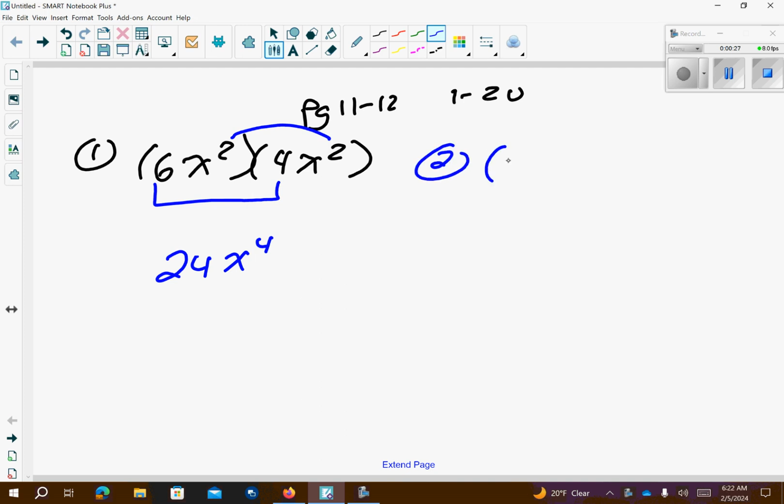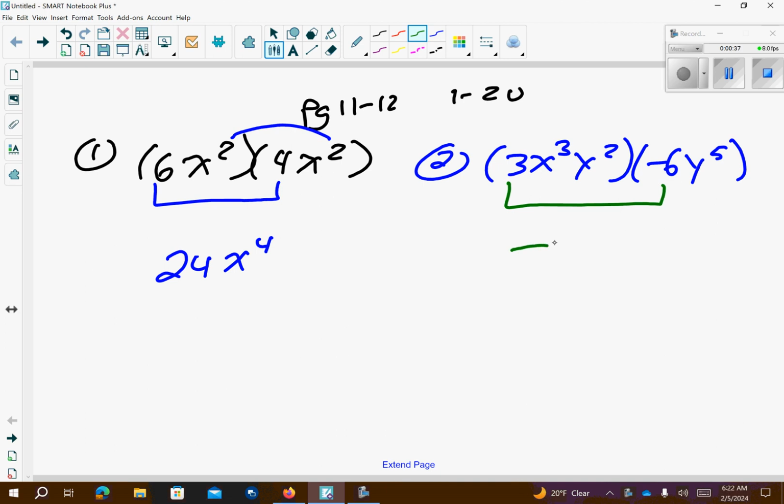Problem number 2, we have 3x to the third y to the second times negative 6y to the fifth. We're going to go ahead and multiply 3 and negative 6. That negative 6 is not a negative exponent, it's just a negative number, so treat it like the same. We don't have any other x values, so x to the third just comes down. And then y to the second and y to the fifth is y to the seventh.